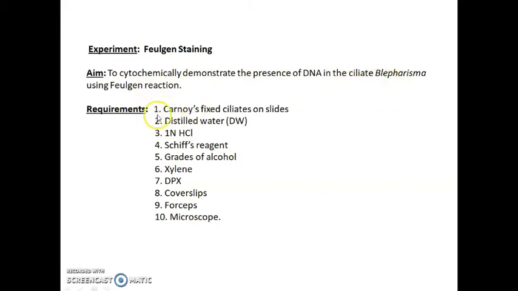The materials required are Carnoy's fixed ciliates on slides, distilled water, 1 normal HCl, Schiff's reagent, grades of alcohol, xylene, DPX, cover slips, forceps, and a microscope.